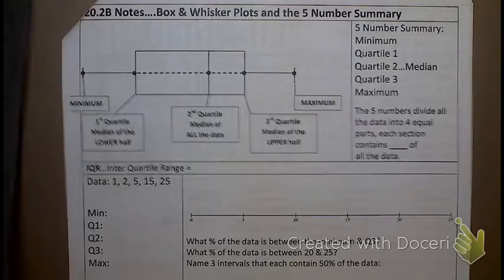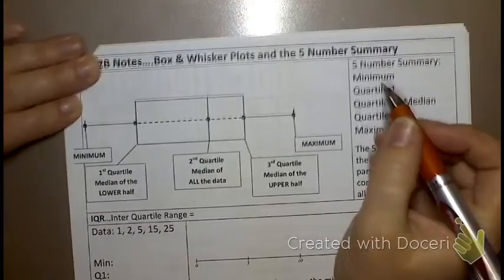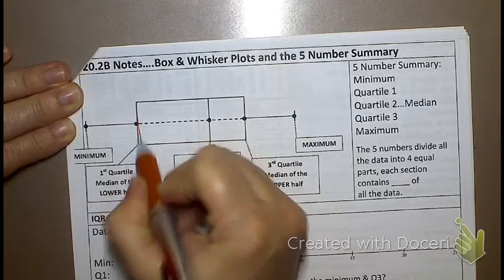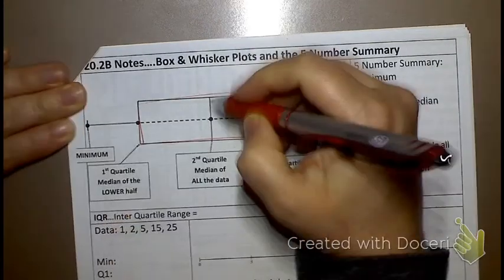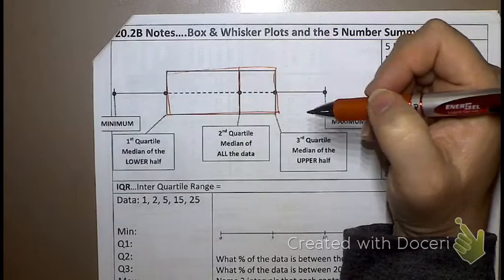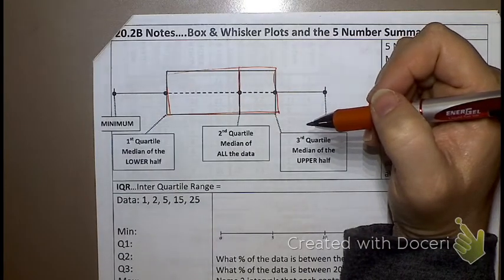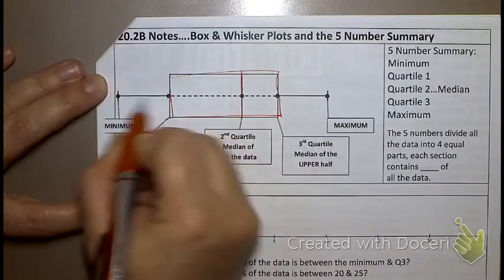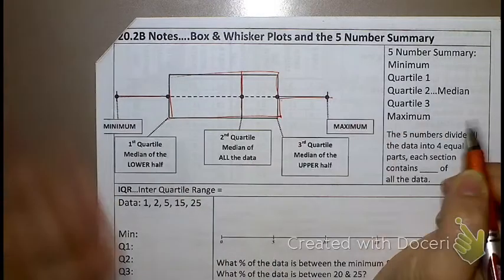So let's go ahead. We've got our box and whisker plots. Again, you're going to have a box, which is your rectangle. It is going to have a dividing line in the middle somewhere. Not necessarily right in the middle, but often it's off to one side. And then you're going to have a whisker off to the left and a whisker off to the right.